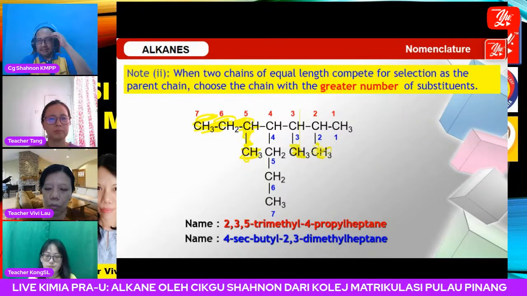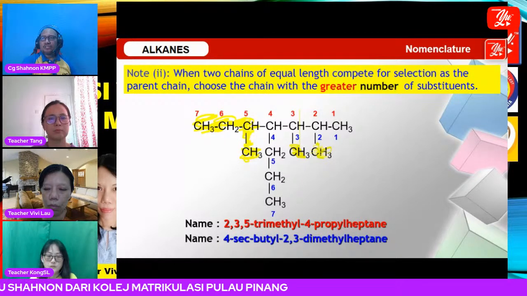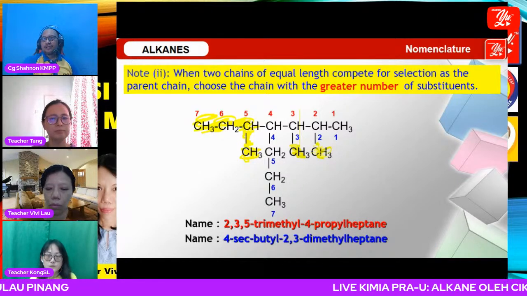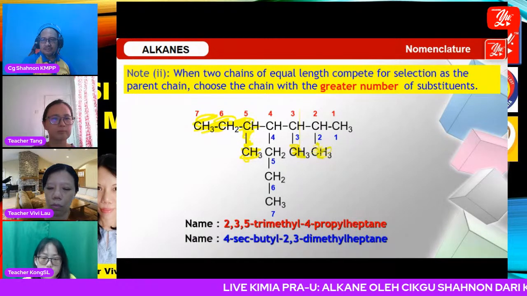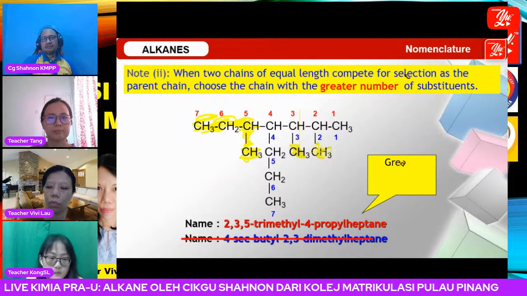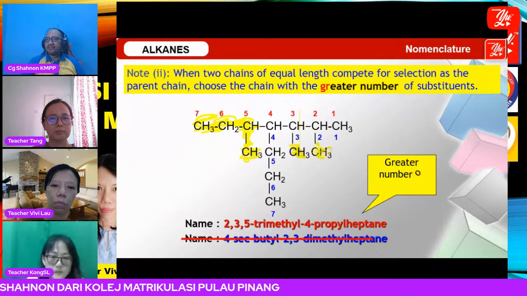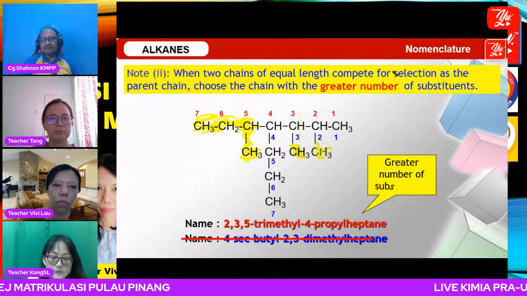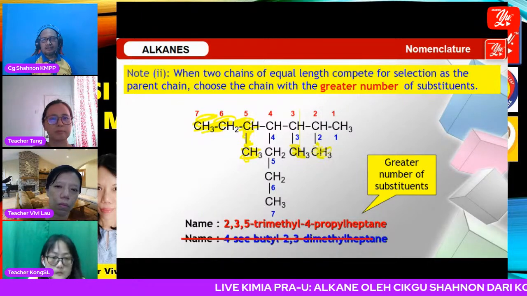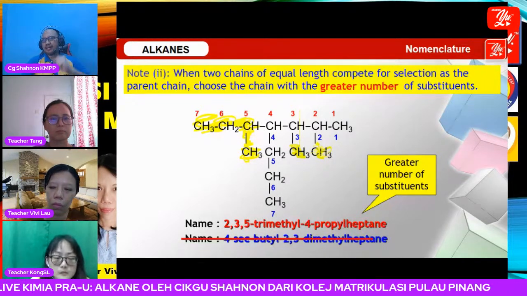So according to this rule, when 2 chains of equal length compete for selection, we have to choose the chain with the greater number of substituents. Of course, we will choose 2,3,5-trimethyl-4-propylheptane, greater number of substituents. It has 4 substituents. If you choose the blue color there, only 3 substituents. So we have to choose the greater number of substituents.